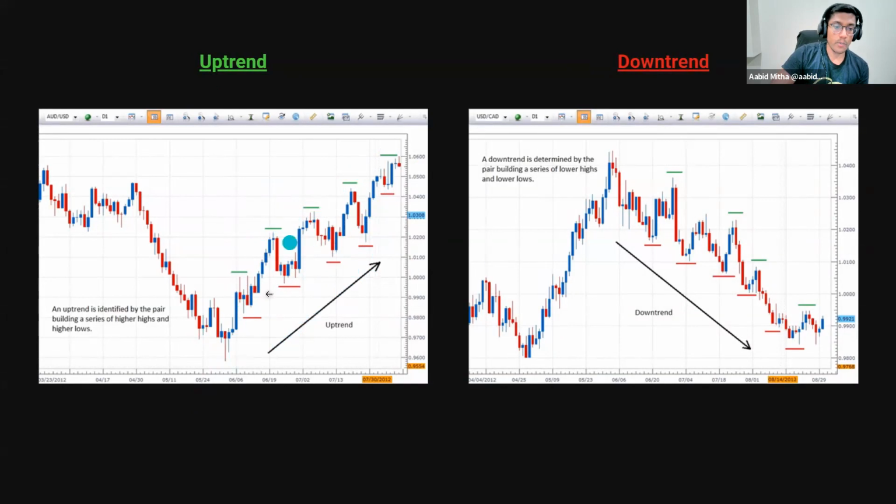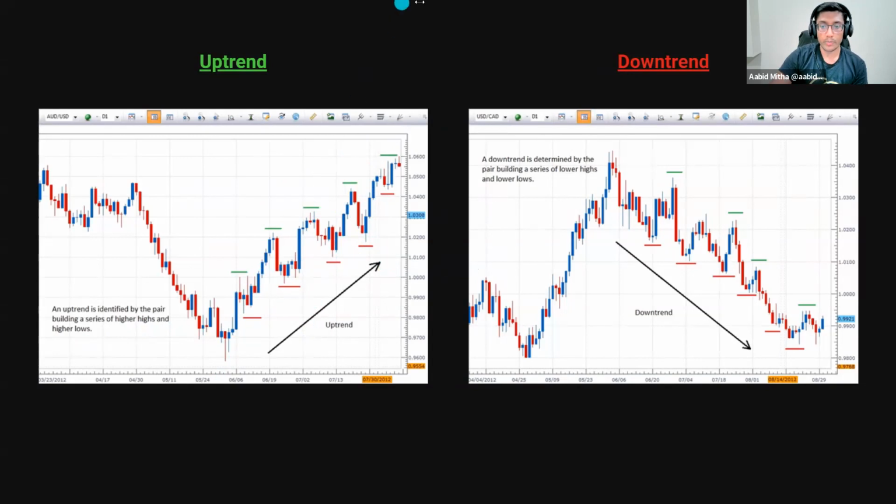Now, what happens in an uptrend is we see a series of higher highs, right? So we went from here to here, which is higher, and so on. And we also see higher lows. So our low points also go in the upward direction. So we're pretty much climbing a staircase, for example, right? We're just going up, up, up, and that is indicating an uptrend.